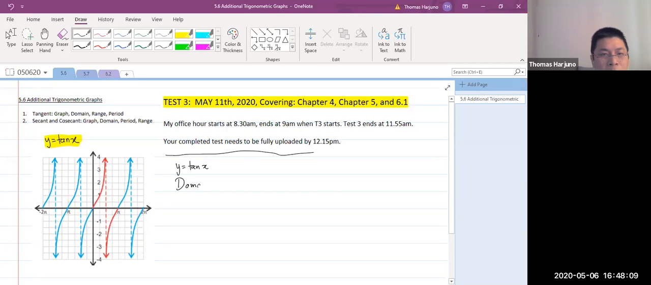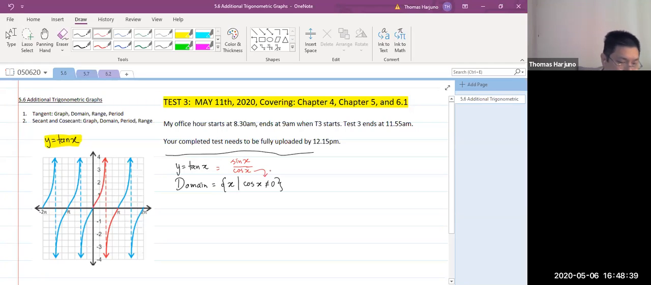Domain will be as the following. Will be all x where cosine x is not equal to 0, right? Why? Because tangent x is sine x over cosine x. Is it right? So the domain will be all real numbers except when the denominator is 0.